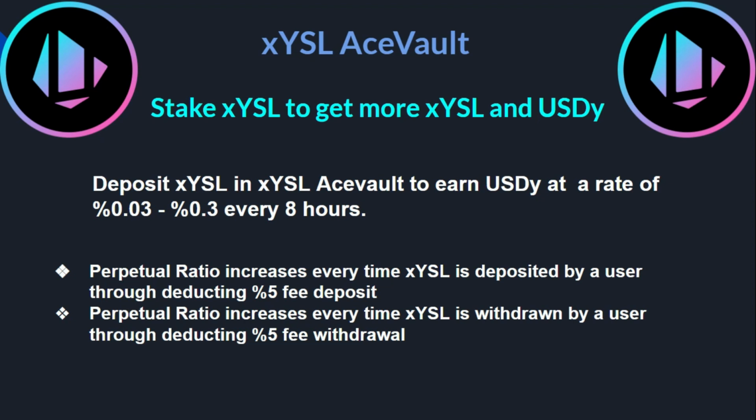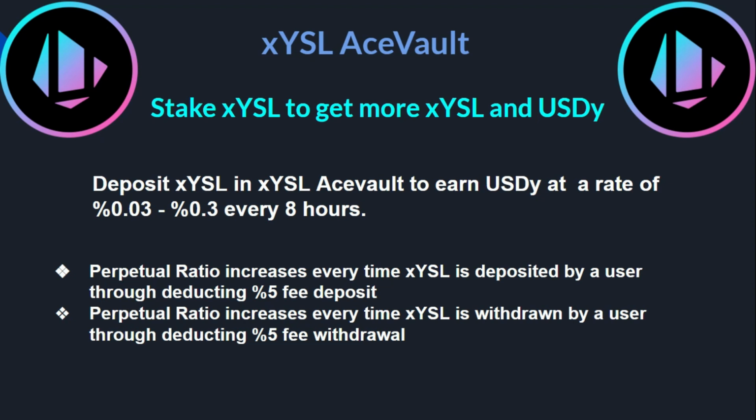If you have xYSL and you deposit in Ace Vault, the sooner you do that, the better. And also if you stay there longer it is better for you, because people are coming and they are going to pay 5%, and when they are withdrawing they are going to pay 5%, and this 5% is taken in xYSL. It is going to be in the perpetual ratio of the vault, and it is going to be distributed to the stakers. So you are going to get more xYSL, and also at the same time you are going to get USDy every 8 hours.